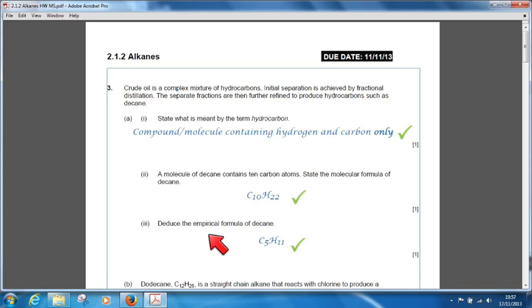Part 3, again, not too complicated at all. All you have to do here is work out the empirical formula of decane, and we've already been, hopefully correctly, given C10, which goes to C5. Simply cancelling down 10 to 5, or dividing 10 by 2, will give you 5, and equally dividing 22 by 2 should give you 11, to give you the empirical formula C5H11.